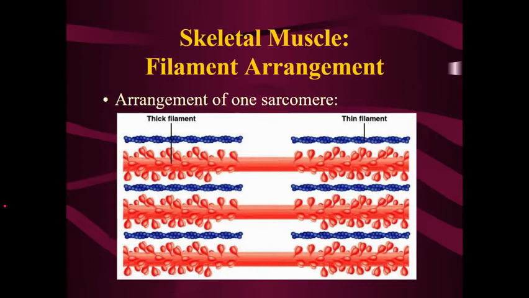So here is a more close-up arrangement of a sarcomere, where we can see the thick myosin filament in the middle with those globular heads, and we can see the thin actin filaments off the sides.